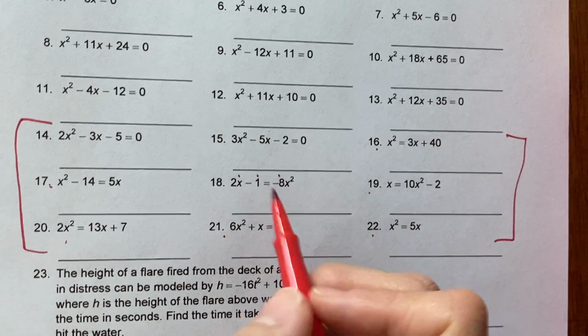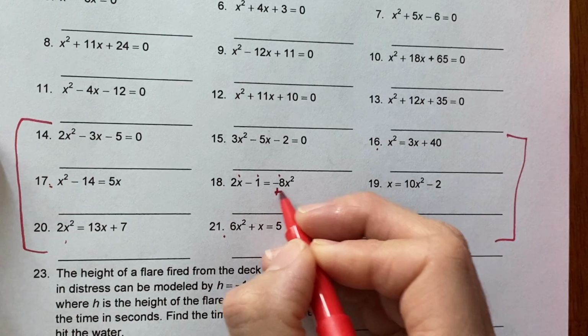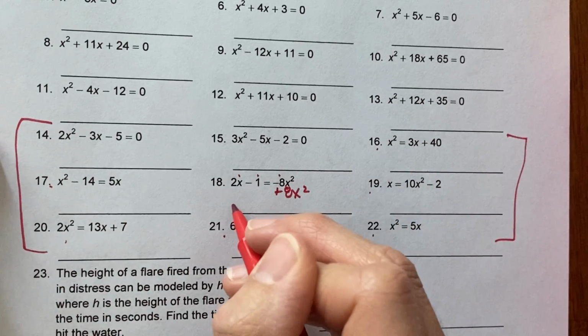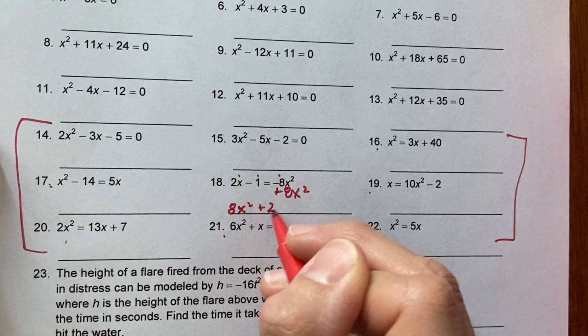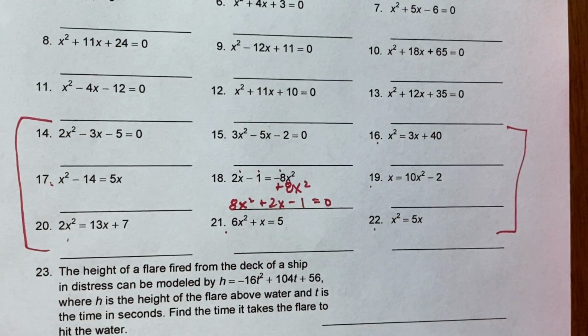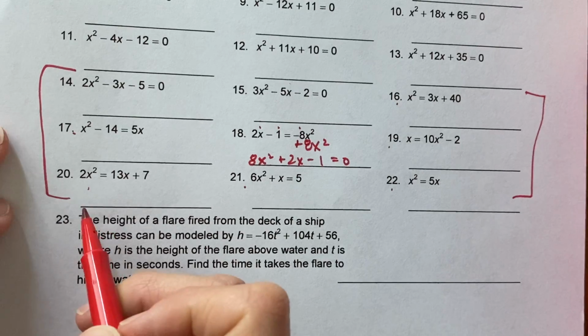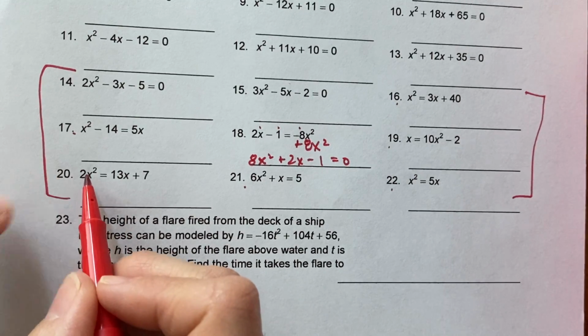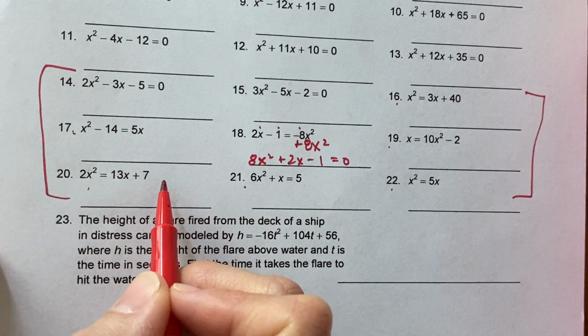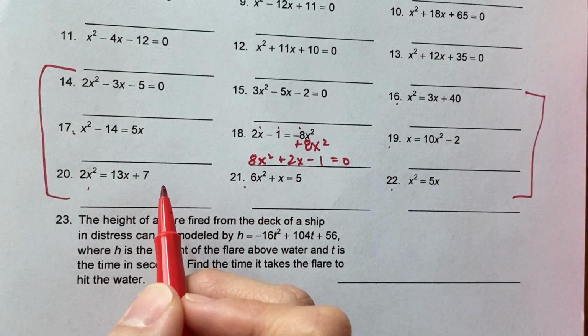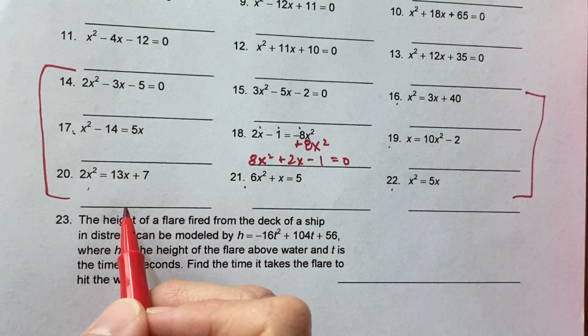Okay. So in this instance, I would move this. So I'd add 8x squared, right? So 8x squared plus 2x minus 1 equals 0. Now, if you take a look at number 20, my squared term is by itself on its side, but it's positive. And if I move it over here, it'll be negative. And then you have to factor a negative out of the entire thing. And nobody wants to do that.